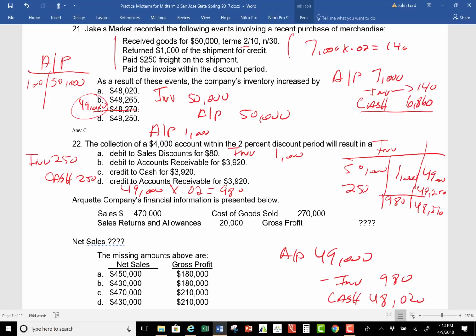It was the original 50,000. I returned 1,000, so that brought it down to 49, didn't it? I added the shipping cost because that's part of the cost of the inventory. I subtract the discount from the inventory, don't I?